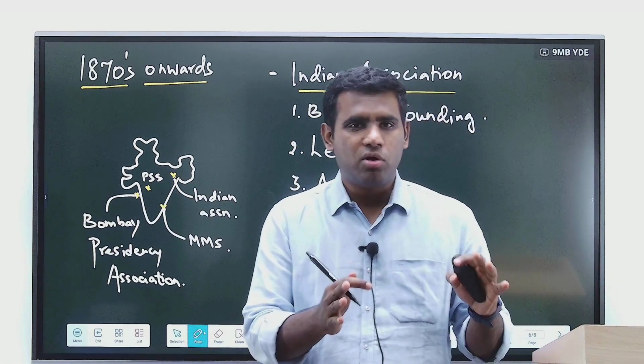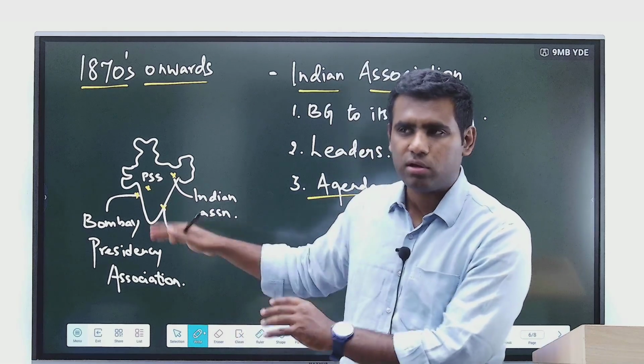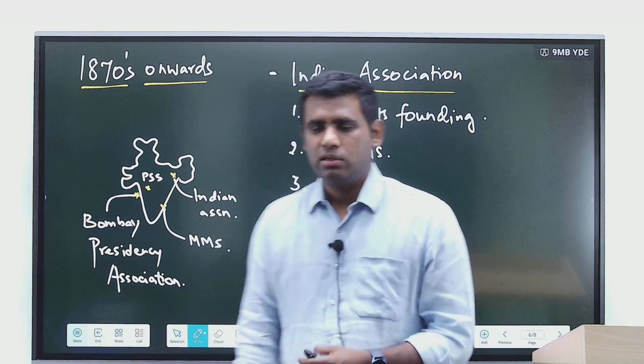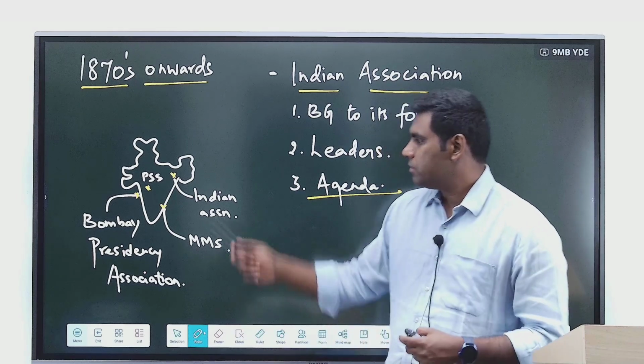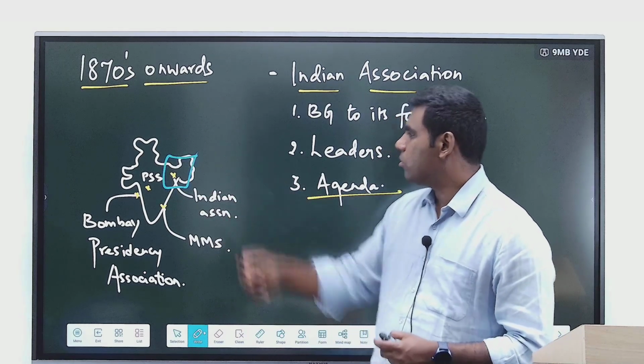Earlier we saw three bodies of the previous phase. Now there are four bodies of this new phase, right? So let's start discussing them. First, let's focus our attention on Bengal, right?